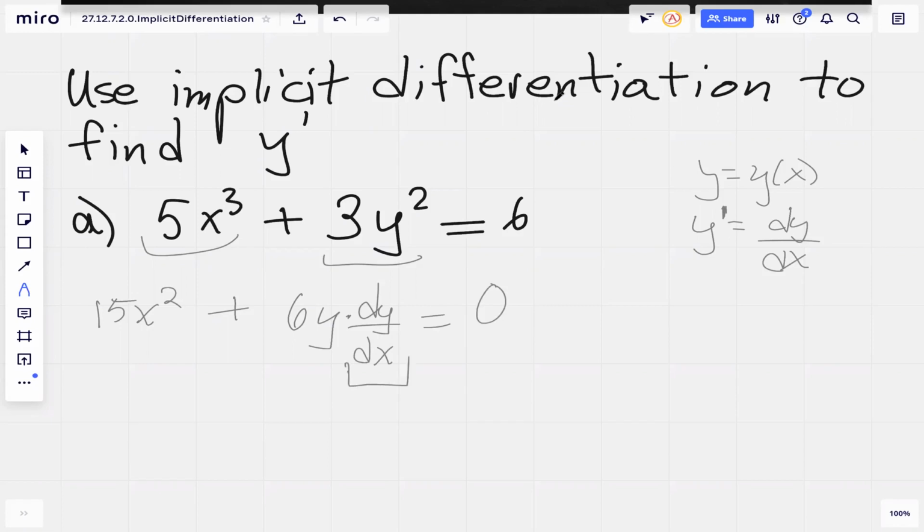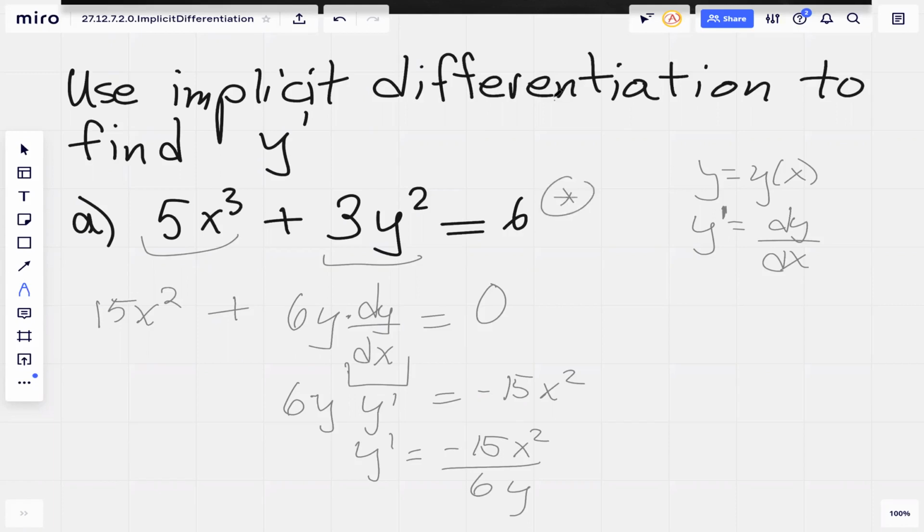Now we need to solve for dy dx. So let's do that. We're going to move everything over to the right-hand side of the equal sign. I'm going to replace the dy dx with y prime. Okay, so it looks good, but it would be nicer if we can write everything in terms of x. So this is where we can now solve for y in terms of x from the equation.